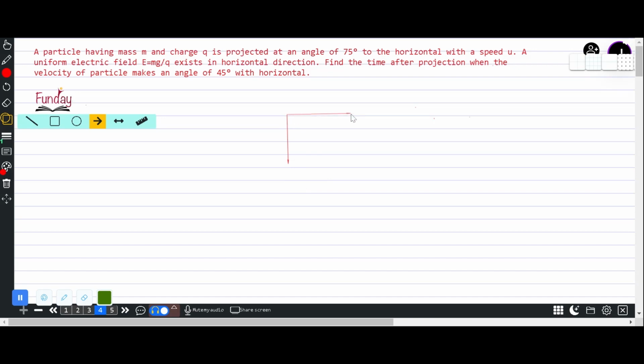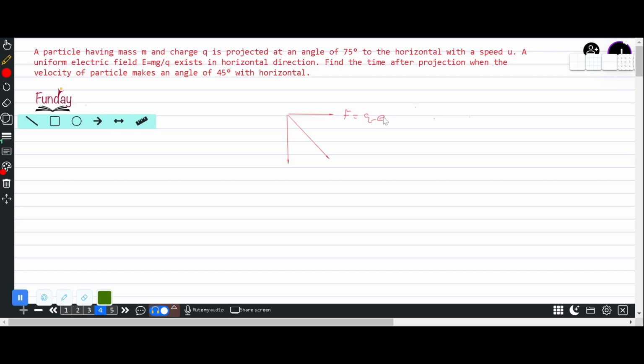So, which are the forces acting on this particle? One is of course the gravitational force mg, and the other is the electric force because of the field E equal to mg by q, which will be in the horizontal direction, the direction which the field has. So the electric force is qE, which is q into mg by q, which is also mg, and the gravitational force is mg. So you have mg and mg working in a typical 90 degree angle scenario.